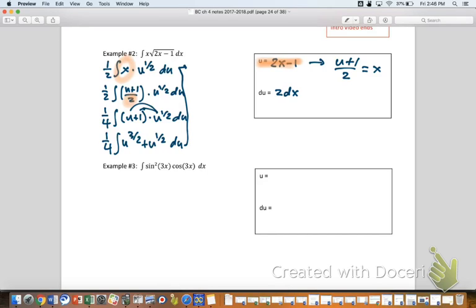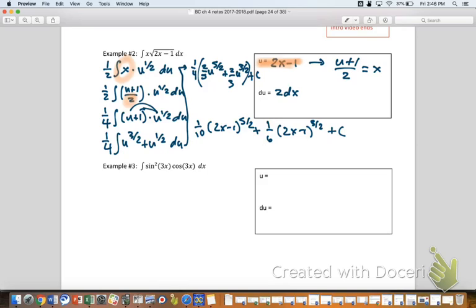So I try to come up here and we'll get this worked in. So it'd be 1/4 times, I guess it'd be 2/5 u to the 5/2 plus 2/3 u to the 3/2 quantity plus c. And then all I got to do now is plug back in. I'll distribute the 1/4 too. So I guess it'd be 1/10 times 2x minus 1 to the 5/2 plus 1/6 2x minus 1 to the 3/2 plus c. So that's a pretty complicated one.